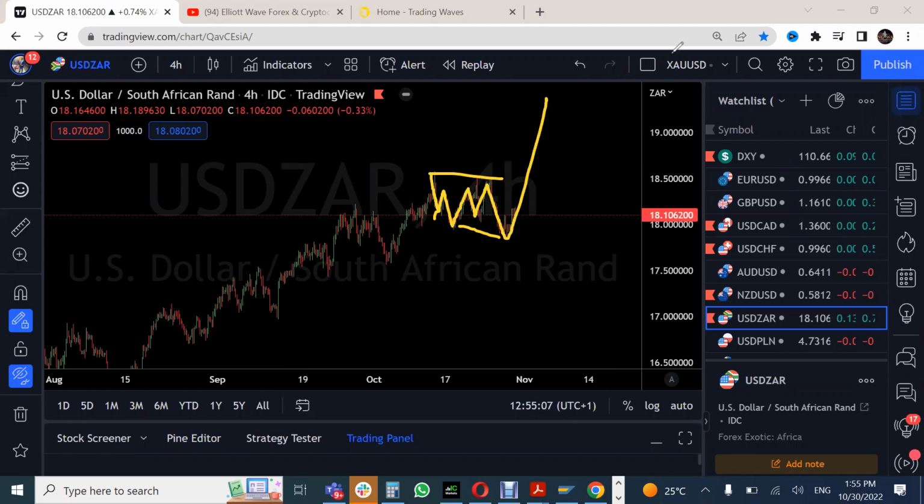So one thing that you cannot confirm is whether this is going to be just a simple impulse or it's going to be a three-wave move. Because if it is a three-wave move, you still have valid structure. You still have your WXY corrective structure here. So that's your WXY corrective structure.